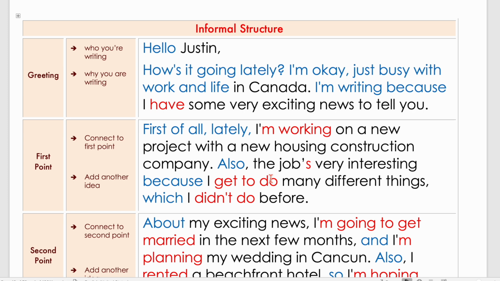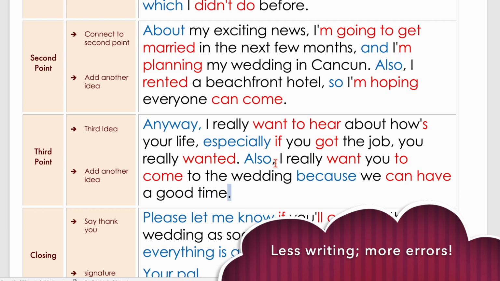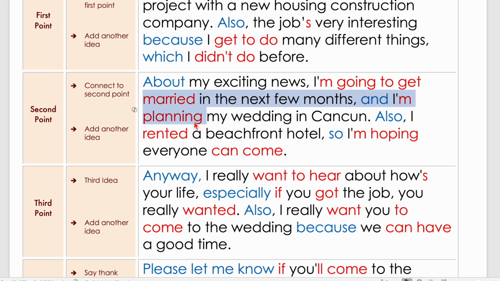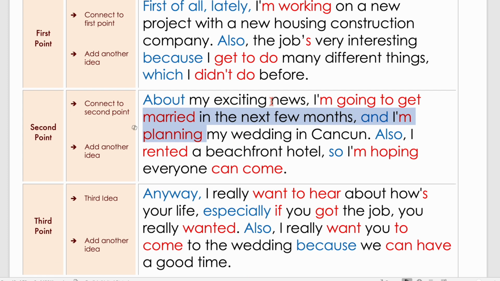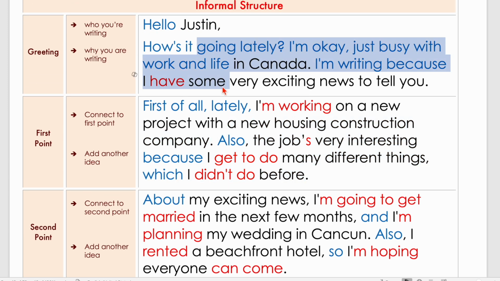Now, level 5, let's be clear, level 5 they don't write 150 words, they maybe write 130, 140, that's one thing. And the second thing is they make many errors. Level 5 can make many errors in present, in past, in future. All right? And maybe their ideas sometimes are not 100% clear, like our example. Okay?